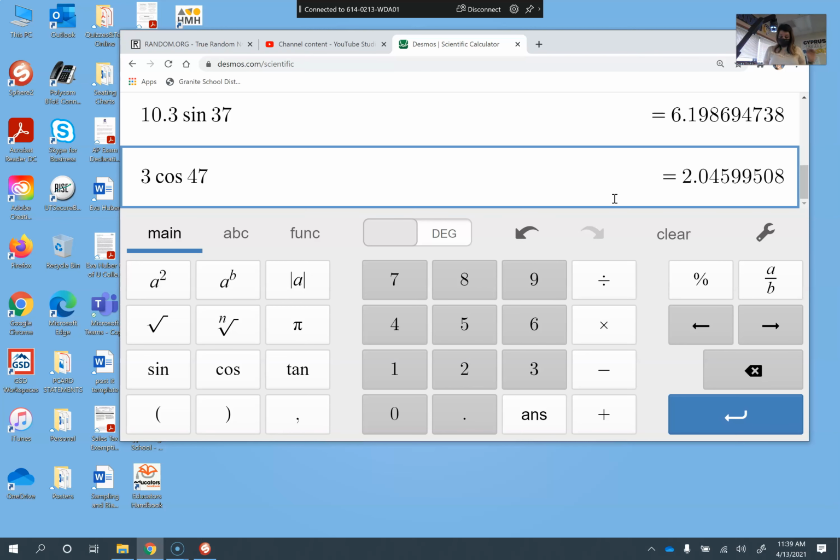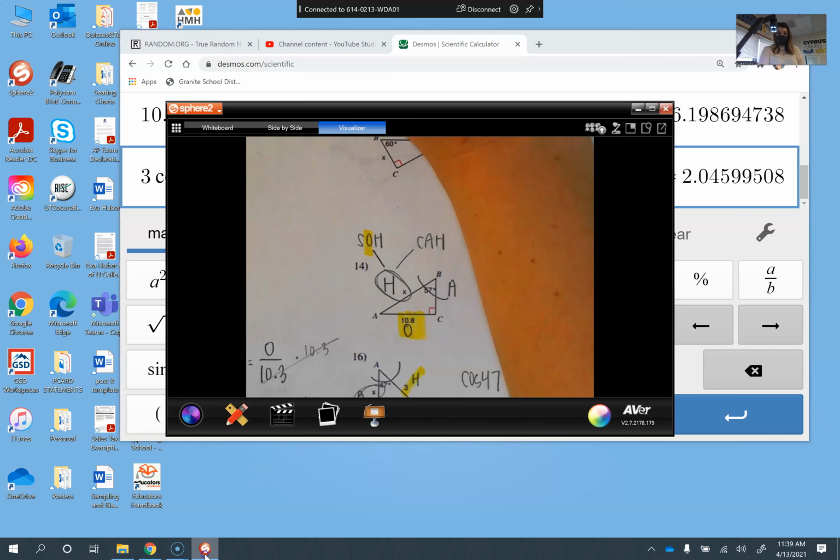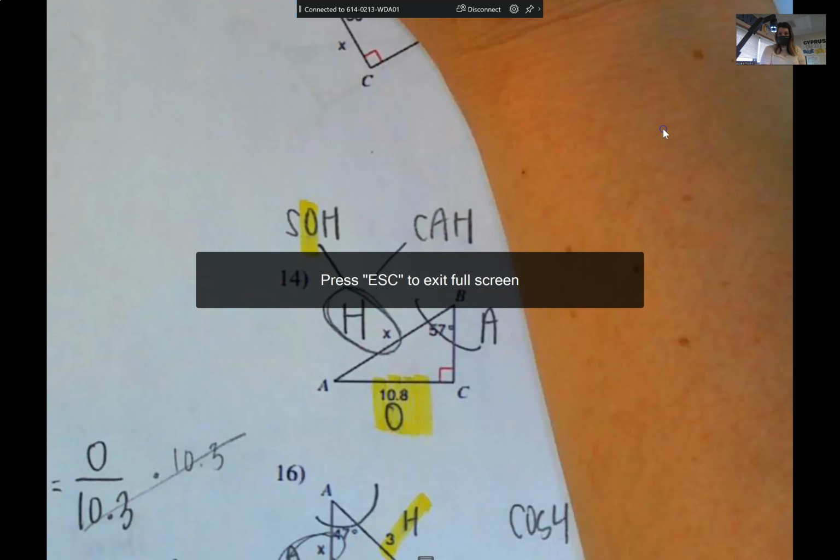Okay, we're just gonna go with Desmos. So Desmos gives you not a negative, 2.05. So if you're using a calculator, you might want to switch to Desmos. I don't know why my calculator is giving me a negative number.